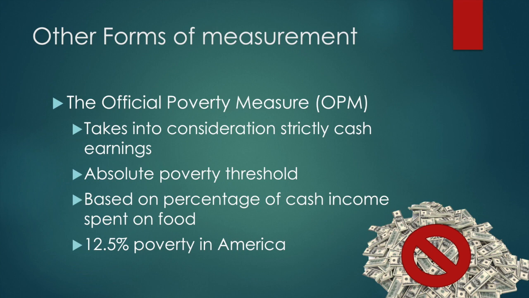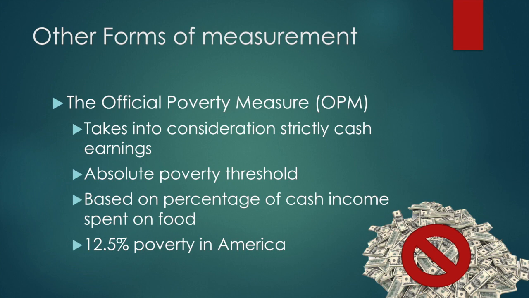However, since the OPM was created, there has been a decrease in the cost of food due to its commercialization. Also, there are now other things such as televisions, phones, and other utilities that take up more of someone's income than before. In addition to these changes, the OPM only takes into account an individual's cash earnings when measuring an individual's proximity to the poverty threshold.